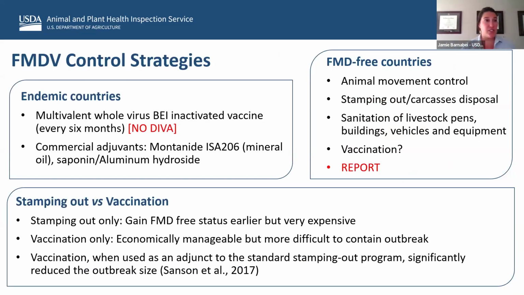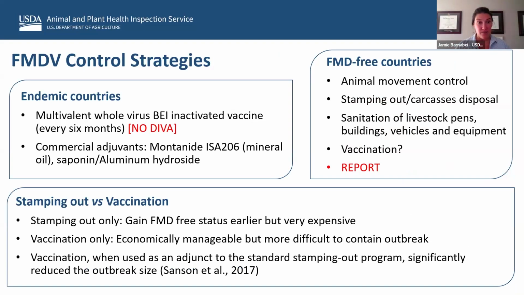In endemic countries, so I see Catherine has a question in the chat: do other countries include non-structural proteins in their vaccines? Girl, I'm about to answer your question right now. It's almost like you knew. So endemic countries often use multivalent whole virus inactivated vaccines, and that's fine. So they'll include multiple strains in it. When they're doing this, they're typically vaccinating once every 6 months.